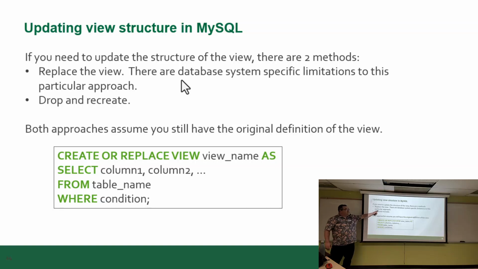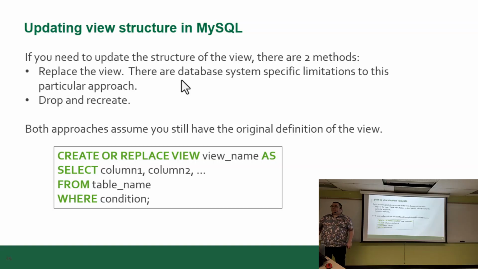The reason I talk about database system specific limitations is that for a while, Postgres was notorious for this. If you want to alter the view, but the number of columns being returned changed, you have to drop it and recreate it. You couldn't do a create or replace because it didn't like you changing the number of things being returned. It didn't care about the rest. It only cared about what came out of it.